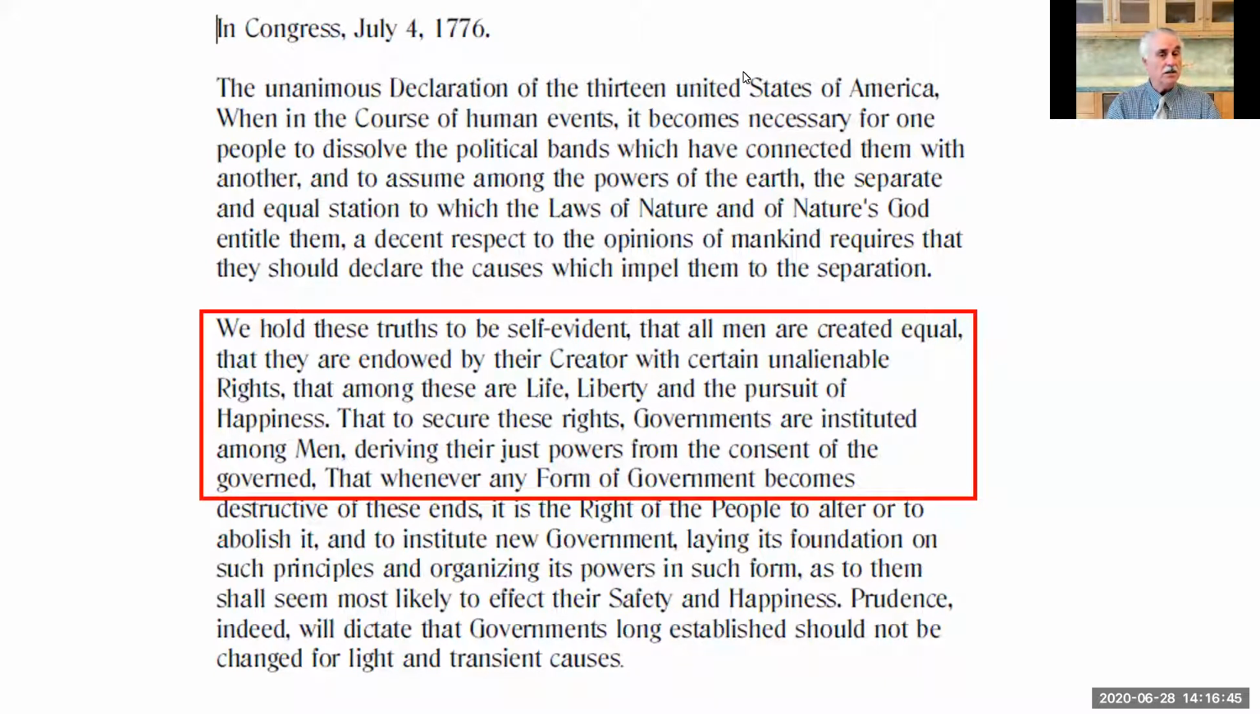And Jefferson is saying that these rights cannot be taken away from people. They're unalienable. And they are unalienable, in his opinion, because they are given to people by God. And among those rights, not exclusively limited to these, but among them are life, liberty or freedom, and the pursuit of happiness.